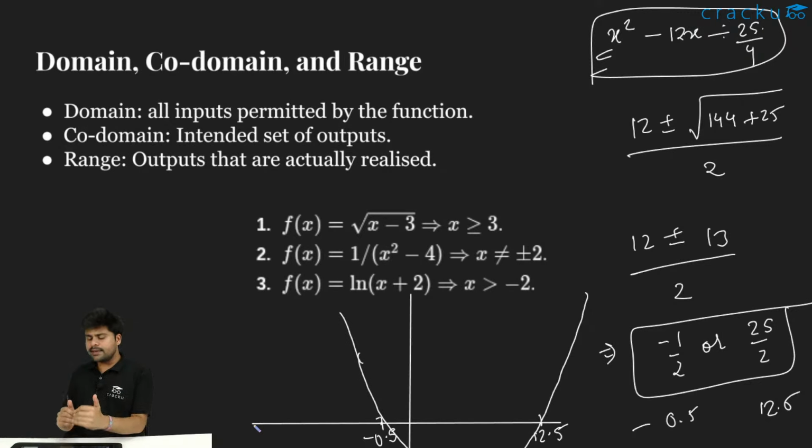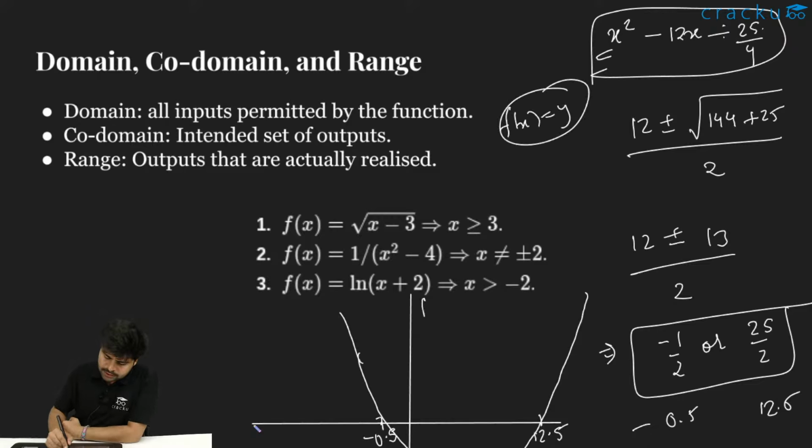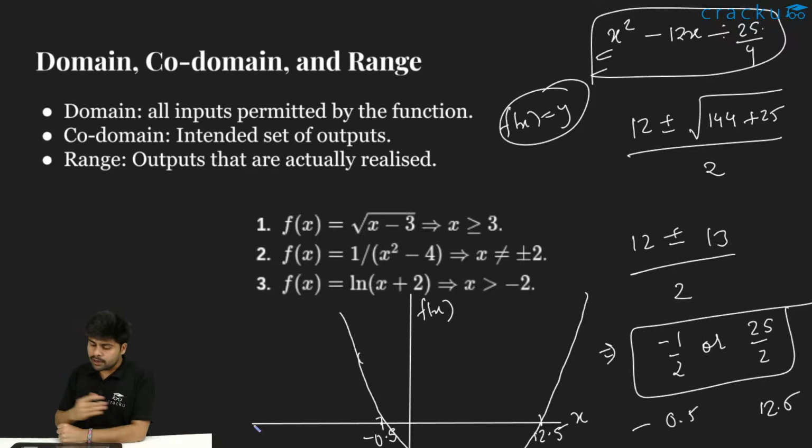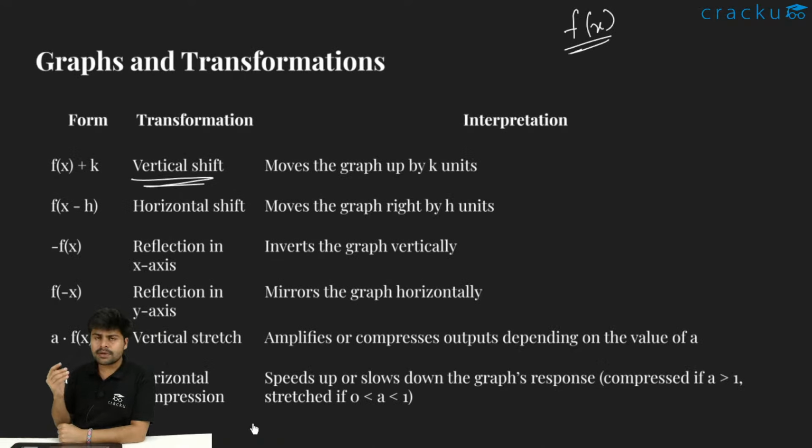Now if you are looking at any graph of a function, for example the function f(x) is plotted on y, so this is f(x) and this is the input x. If you want to move this graph up or down, wherever you want to move it, there are some transformation rules that you can look at. The first one is vertical shift. If you want to move the graph up by k units, you just add k to f(x). If you move the graph down by k units, you just subtract k from f(x).